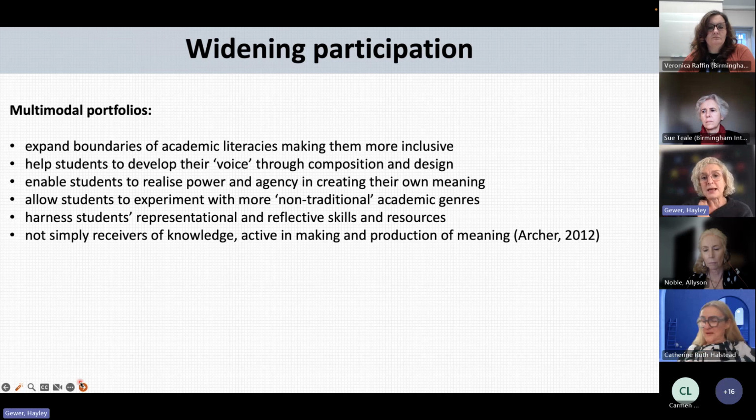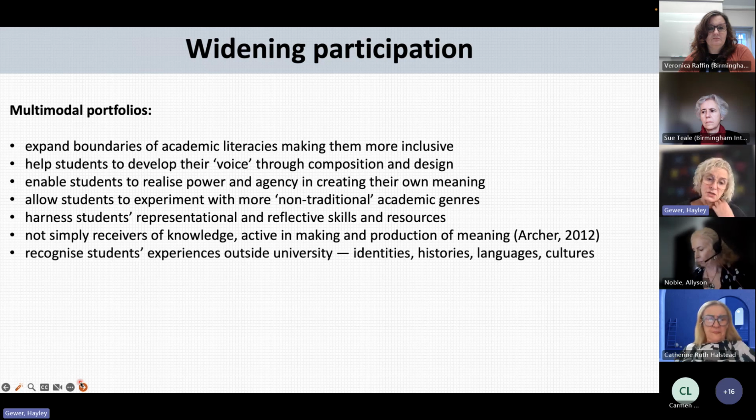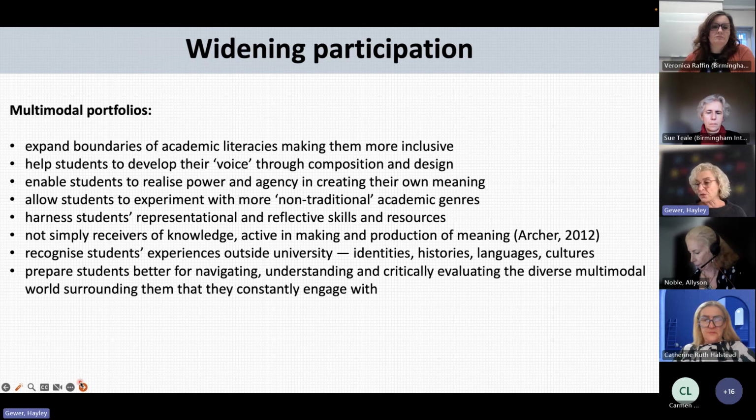And as Archer has highlighted in the introduction, these portfolios allow students to realize that they're not simply receivers of knowledge, but they're active in the making and production of meaning. They recognize students' experiences outside of the university, and Arlene also highlighted this earlier, their identities, their histories, their language, and their culture. And they prepare students to better navigate, understand, and critically evaluate the diverse multimodal world surrounding them as they constantly engage with the world.